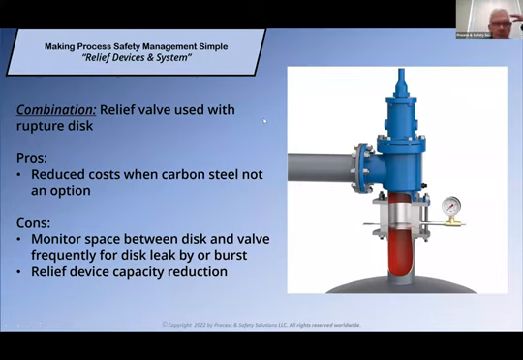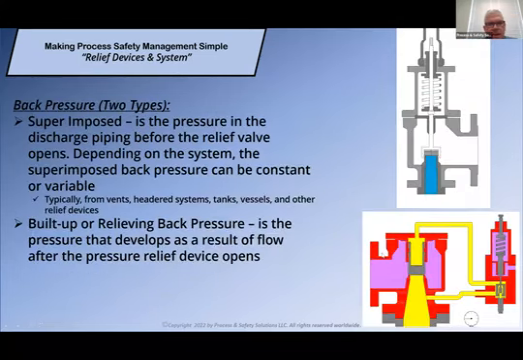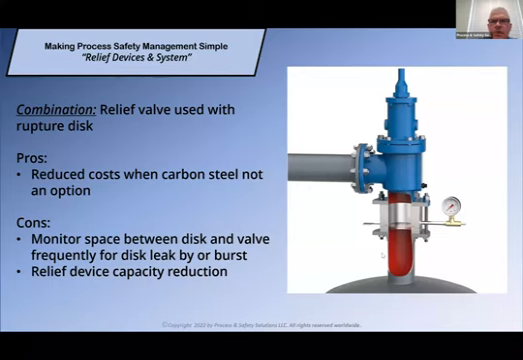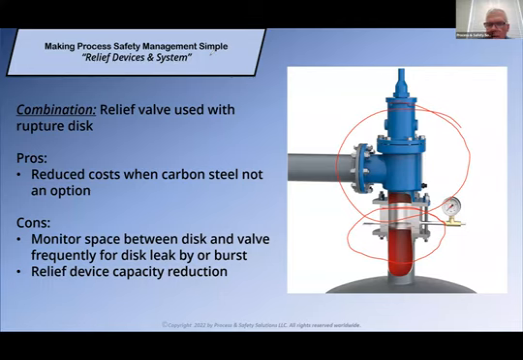Then you can have a combination of relief valves, and in this particular case, we've got, sorry, got ahead of myself. So in this particular case, I'm going to turn my annotation on here just a second again. So in this particular case, we've got the rupture disc that sits here, and then we've got the conventional relief valve here. So in this particular case, all the media is pushing up against this rupture disc. The rupture disc fails. Now the relief valve will be taking over.